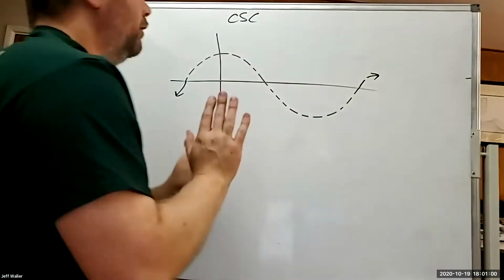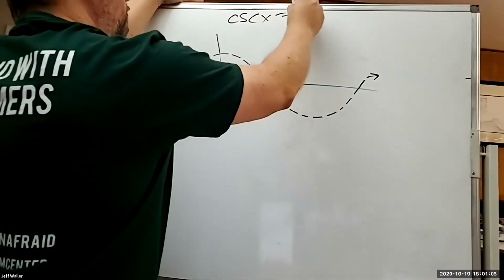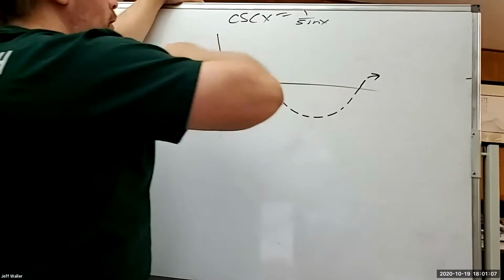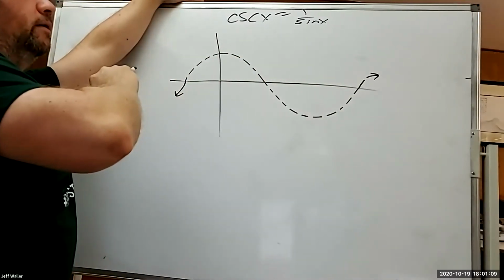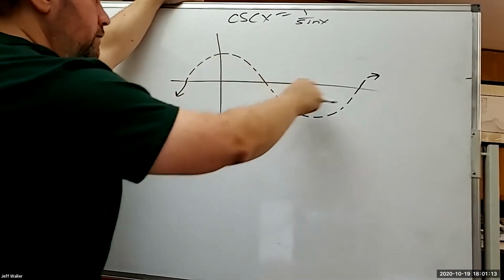All right. How do I graph cosecant? Well, remember, cosecant is 1 over sine. So where are the vertical asymptotes going to be? Where this does what?